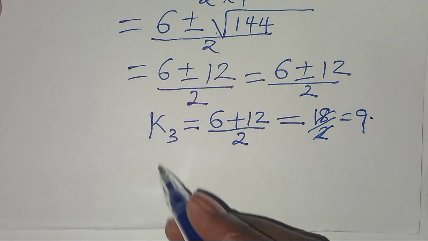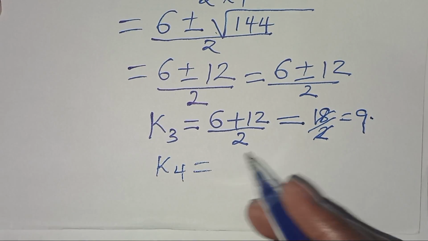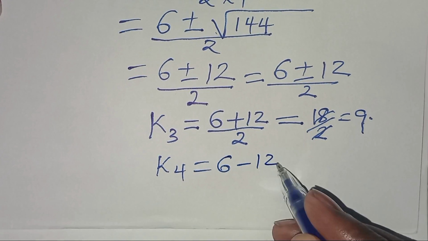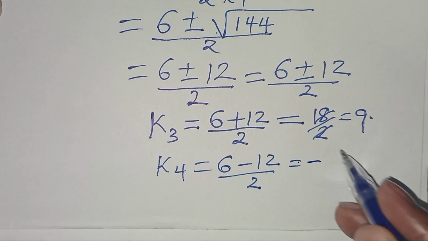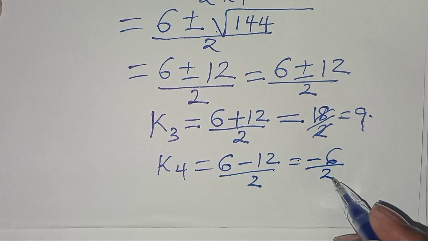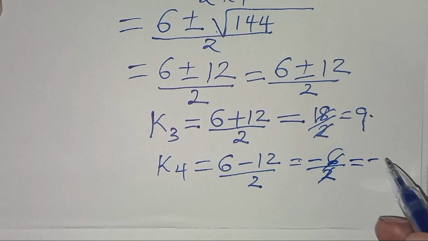K3 is equal to 9. And we have that K4. This is 6 minus 12 divided by 2. 6 minus 12 is equal to negative 6 divided by 2. And this is equal to negative 3.